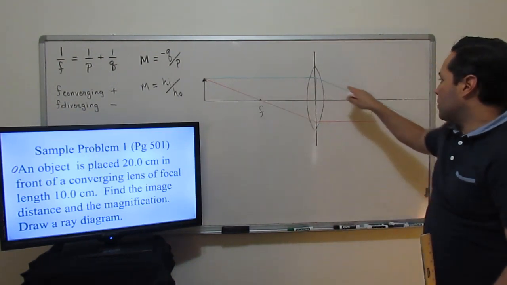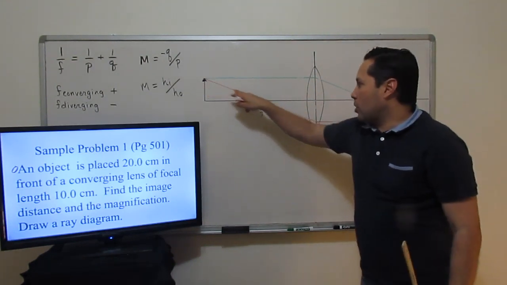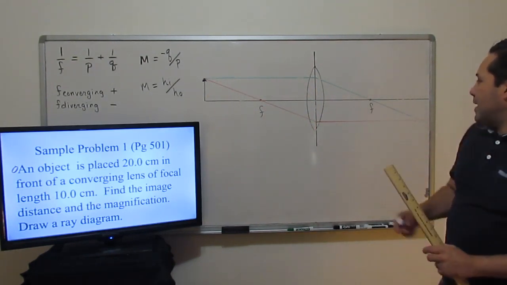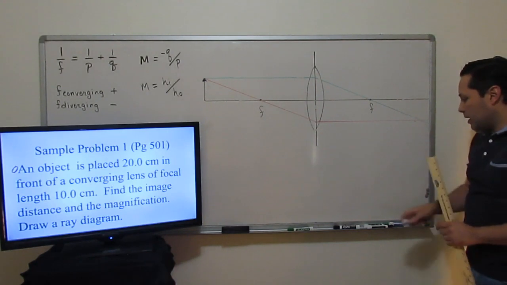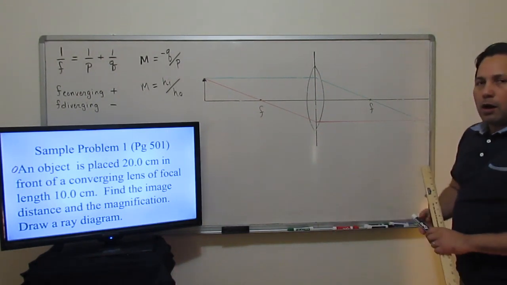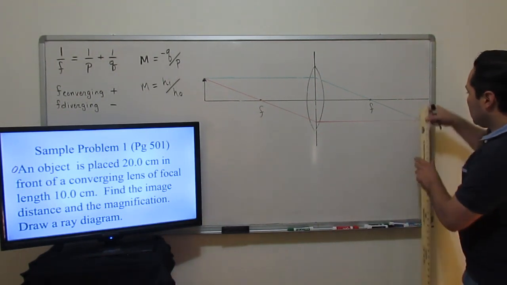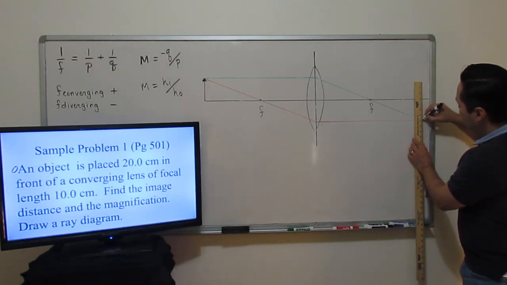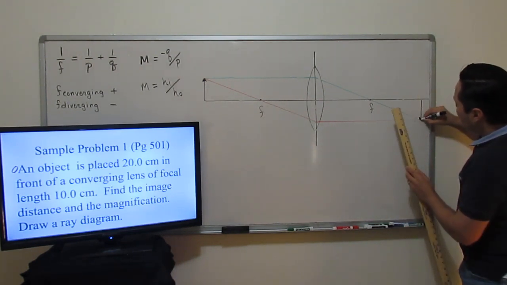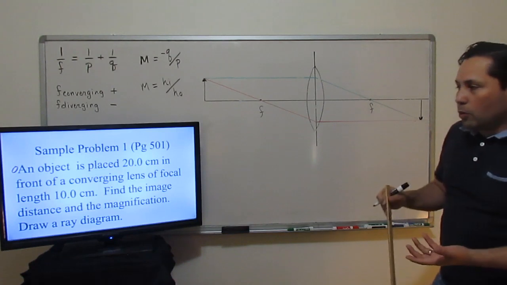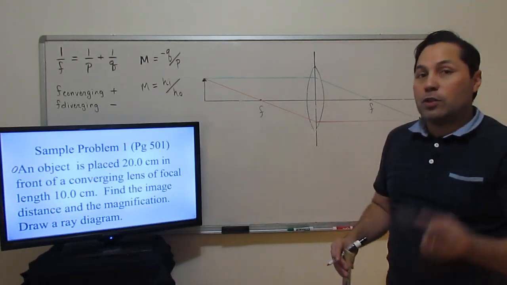Line from the top of the object through the focal length, and straight back. And where they meet right here, that is where our image is. And notice the image will be upside down. So there's our image. Alright, according to our calculations, the magnification was -1.